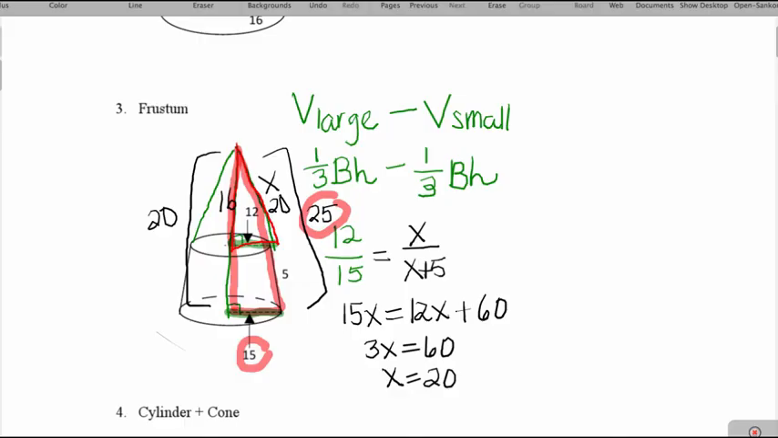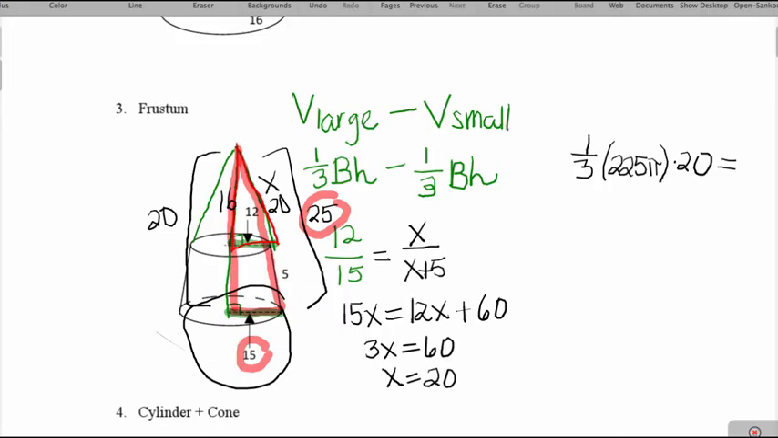So if I go to find the volume of the larger cone, I'm going to take 1/3 the area of the base. Well, the area of the base is this base here. So I'm going to do 15 squared. I'm going to use pi r squared to find the area of that circle. So I get 225 pi as the area of the larger cone's base, and then times the height of the larger cone, I just found that to be equal to 20.